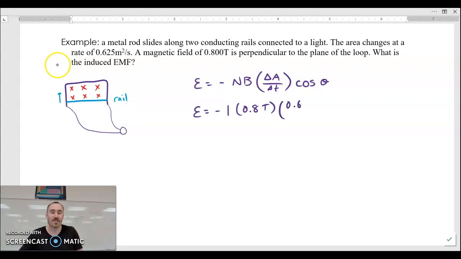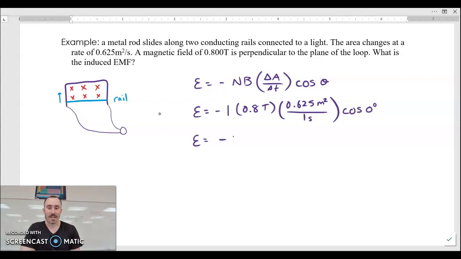So that's 0.625 square meters per 1 second. And then this says that the field is perpendicular to the plane of the loop. And again, that means parallel to the normal line. So then we would have the cosine 0 degrees. Okay, and when you calculate that out, you get an EMF of negative 0.5 volts. I said before that I'm not really concerned about the negative. I'm really just concerned about the magnitude of the voltage. And so having an answer of 0.5 volts rather than negative 0.5 volts, I will find completely acceptable.